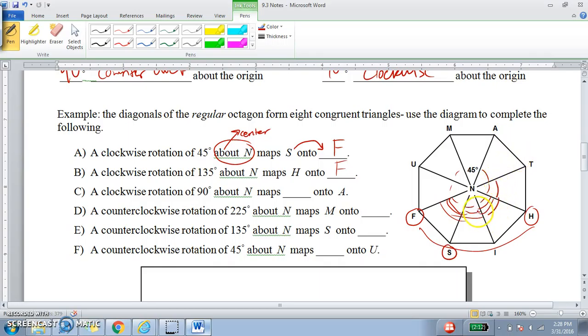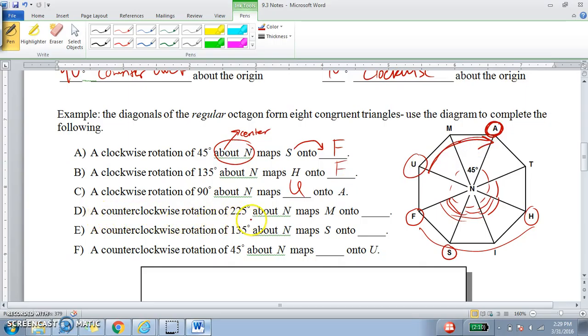45 plus 45 is 90, so 2 45-degree spots around N maps what onto A. So now we're going backwards. We're saying, okay, if I end up at A and I'm going clockwise, what point would I have had to start at if I went 90 degrees? So I really just need to go backwards. I need to go counterclockwise 2 spots and figure out where I would have needed to start. So if I go backwards 2 spots, I'm at U. So U onto A would be clockwise 90 degrees.